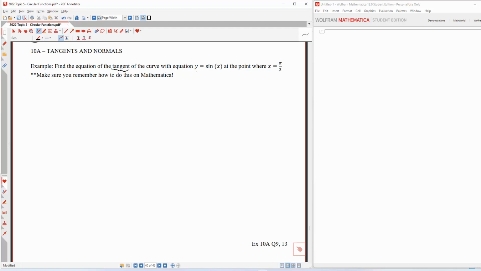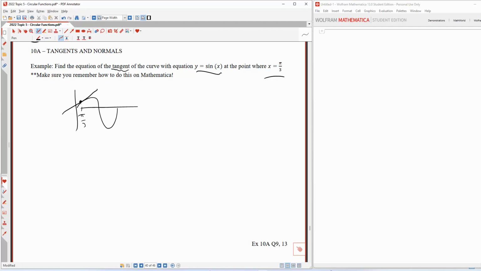Okay, so the way we do tangents and normals is, we want the equation of the tangent of the curve with this equation at the point x equals pi on 3. So basically what we're doing is we've got this sine function here, and at pi on 3, which is roughly here, if you imagine a tangent drawn there, we want to get the equation of that line. So let's go about our business and do it.